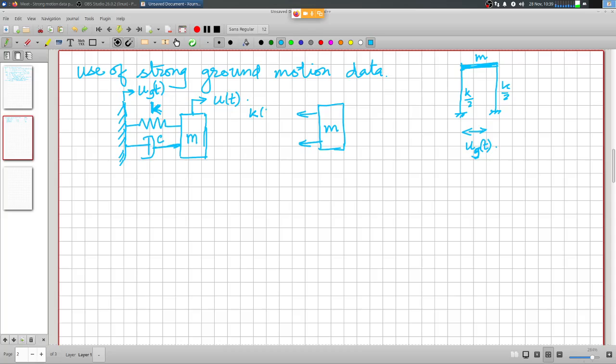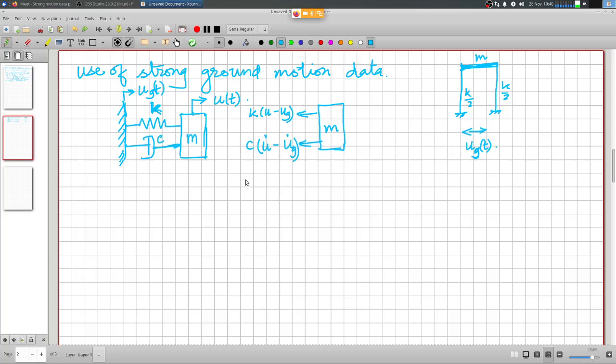So K times (u minus ug). u is the motion of the mass and ug is the motion of the support. So the net stretch or net compression in the spring is defined by the difference of these two quantities. Similarly, for the force in the damper, we are assuming the simple viscous damping model, similar to the kind of suspension systems you have in the shock absorbers of your vehicle. So that is what you have here as the damper.